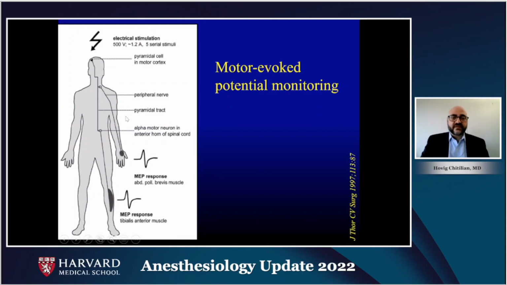This diagram on the left illustrates the setup for motor evoked potential monitoring. The electrodes are placed on the skull, overlying the motor cortex, and then monitoring electrodes are placed in distal muscles, usually the abductor pollicis brevis in the hand and the tibialis anterior muscle. Electrical stimulation is applied to the stimulating electrodes, and then a signal is detected and recorded at the sensing electrodes. The presence of that signal and the amplitude indicate that the tract is intact.